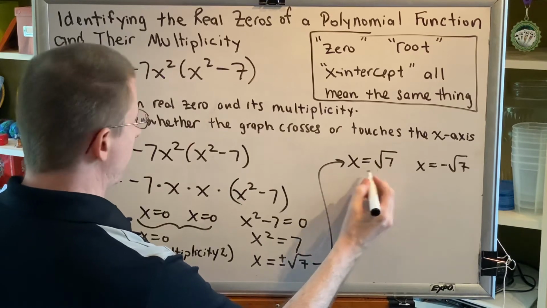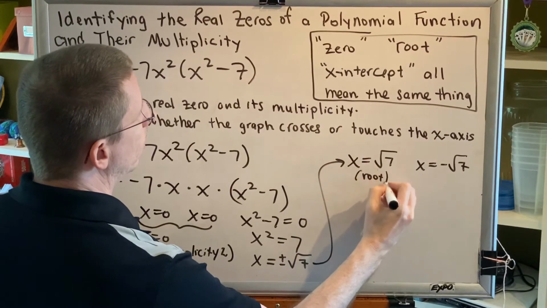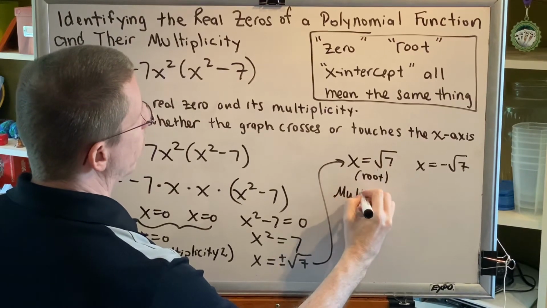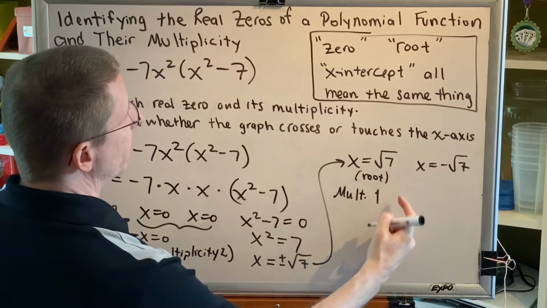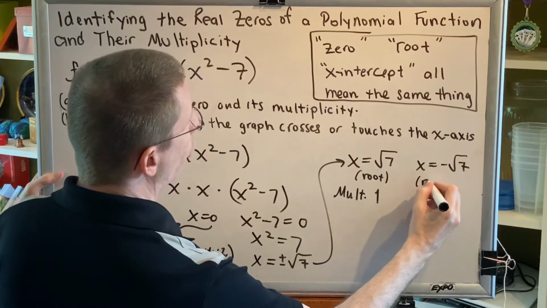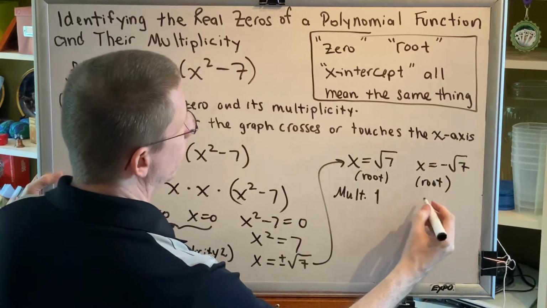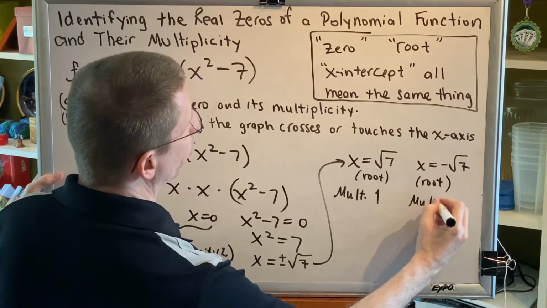So this is a root, it's a real number. The square root of 7 is a real number. So this is a root, and its multiplicity is 1, because we got the answer positive square root of 7 one time. Negative square root of 7 is also a real number because the negative is outside of the radical. And this also has a multiplicity of 1.